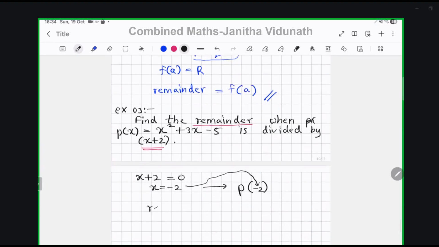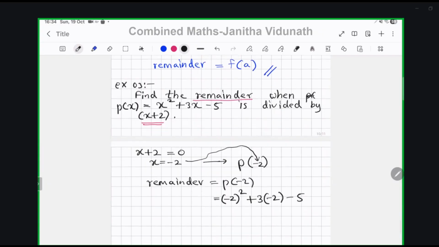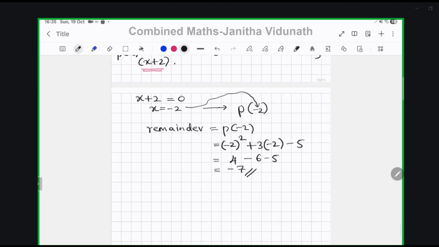Then our remainder is p(minus 2). That means we need to substitute minus 2 into x. Minus 2 whole squared plus 3 times minus 2 minus 5. That means 4 minus 6 minus 5. Then we will get our remainder as minus 7. Okay.